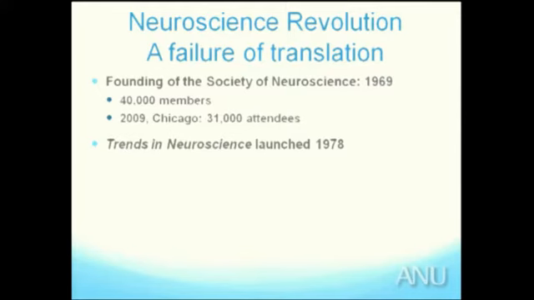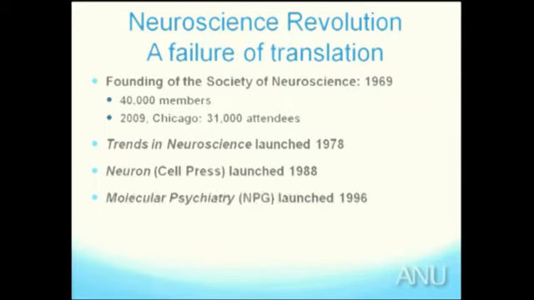So the Society for Neuroscience began as a relatively small group in 1969, which is pretty recent. But now it has 40,000 members, and just to give you an idea, the 2009 annual meeting in Chicago had 31,000 attendees. You can see how a field evolves sometimes by looking at how the most prestigious publishing houses go with their journals in the area. Trends in Neuroscience from Elsevier was launched in 1978. Neuron was launched in 1988. Molecular Psychiatry started in 1996. Nature Neuroscience came in 1998.